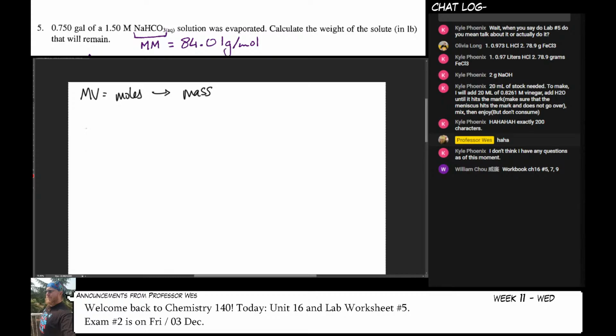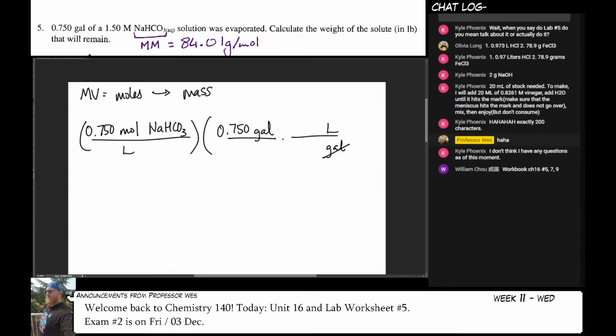So let's do that. So the molarity is 1.50 moles of sodium bicarbonate per liter. And the volume is 0.750 gallons, which don't cancel, right? So what I need to do is get this to be liters. So we need to go look up the conversion for gallons to liters on Google. So 1 gallon to liters. In 1 gallon, there are 4.546 liters.